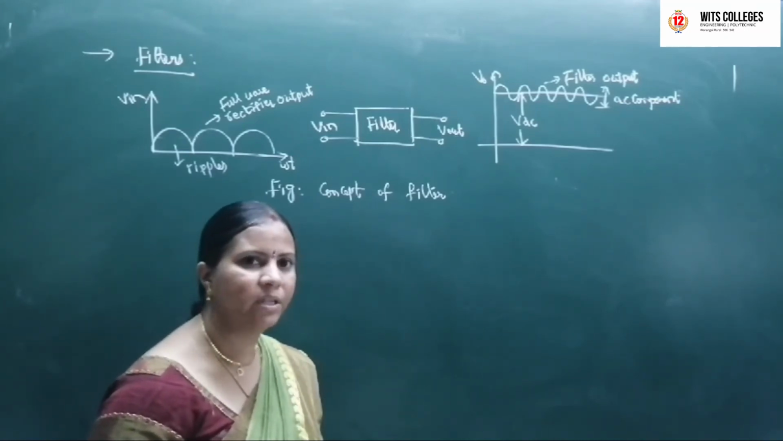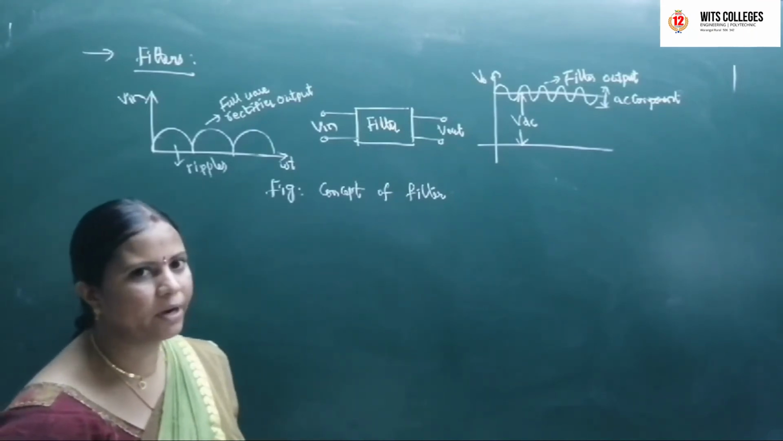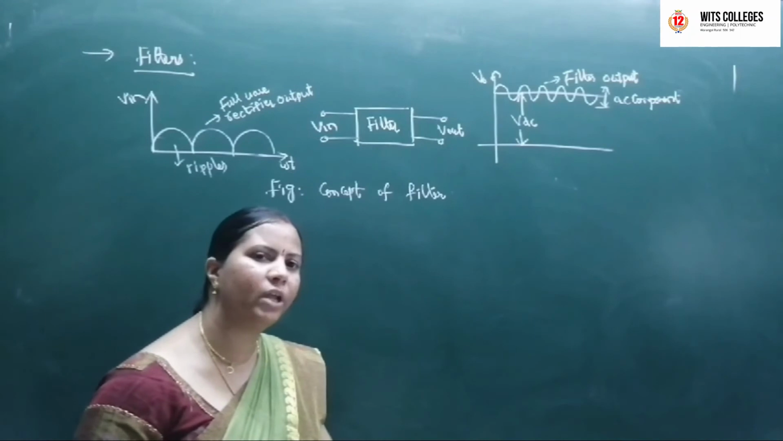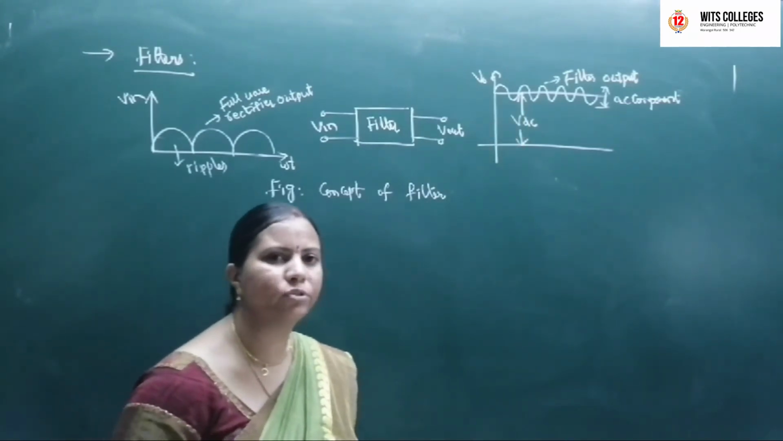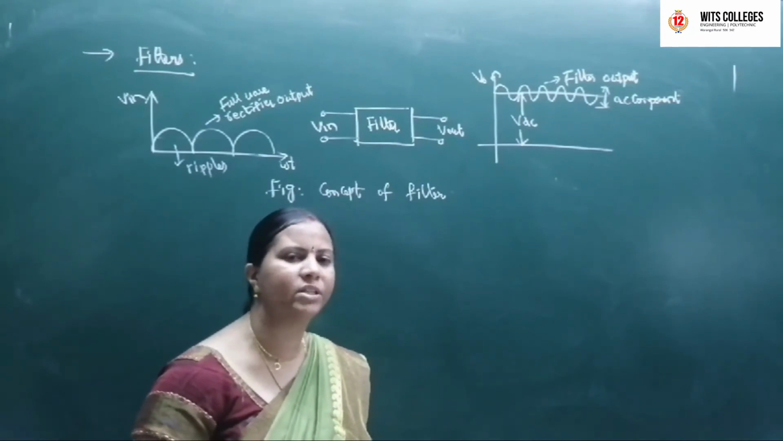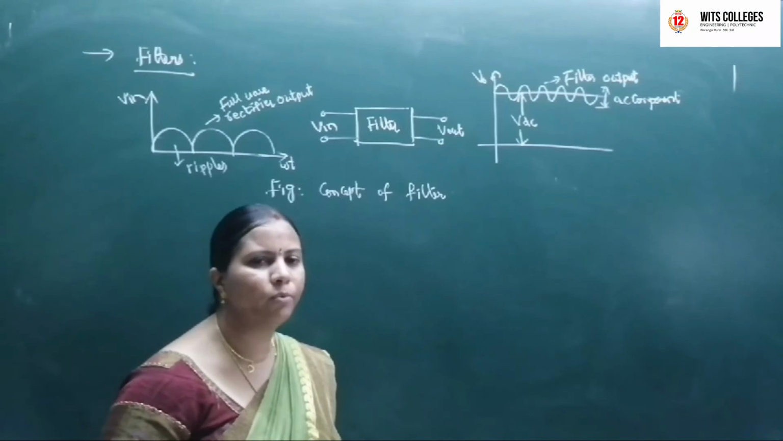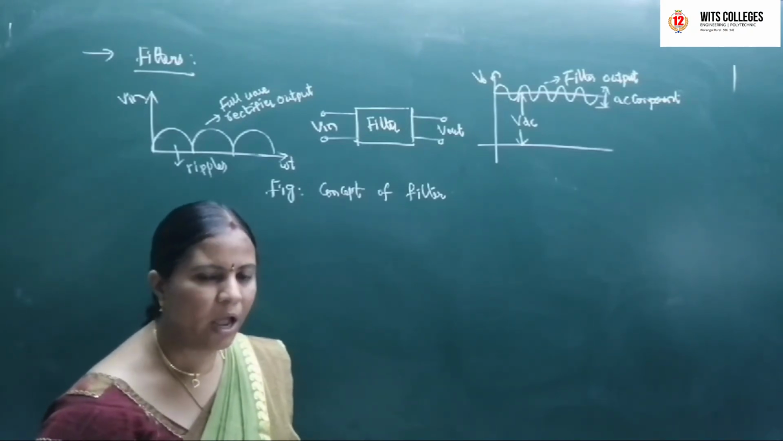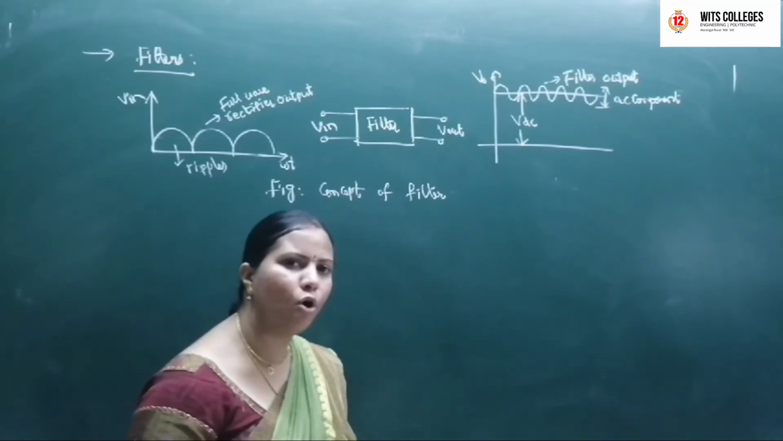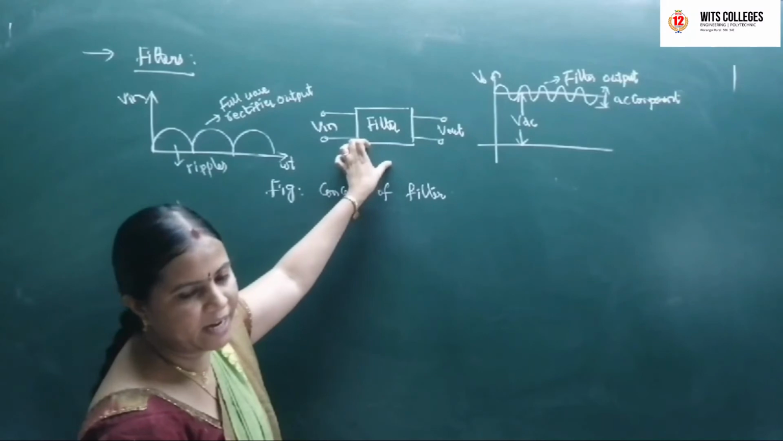So coming to the definition of filter, what is a filter? A filter is a circuit used to remove the AC components coming from the rectifier output, and it is used to allow only the DC component at the load. Here we are connecting the filter between the rectifier output and the load resistor and the output voltage. So this is the concept of the filter.